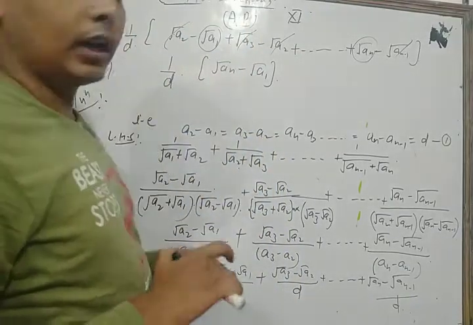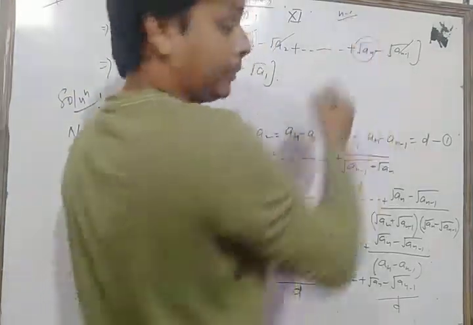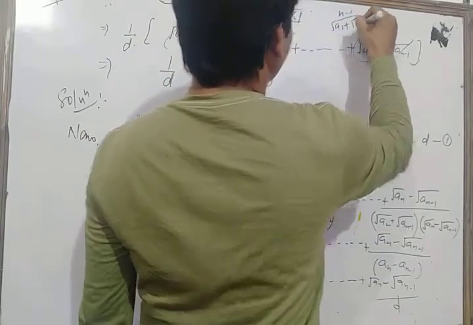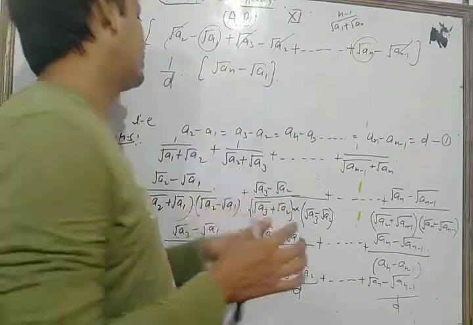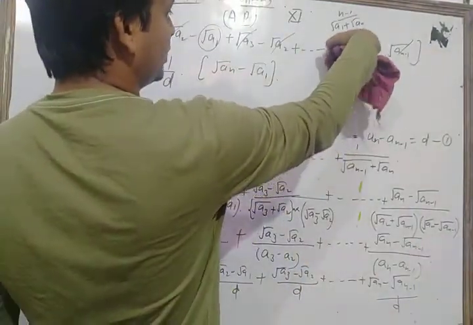Now what do we have to show? We have to show that n minus 1 upon under root a1 plus under root an. Yes, we have to show that term. So here we must multiply both the numerator and denominator by under root a1 plus under root an. Let's see.